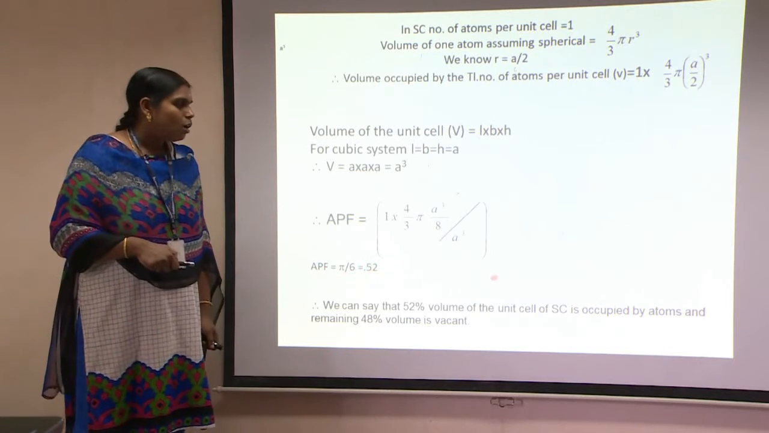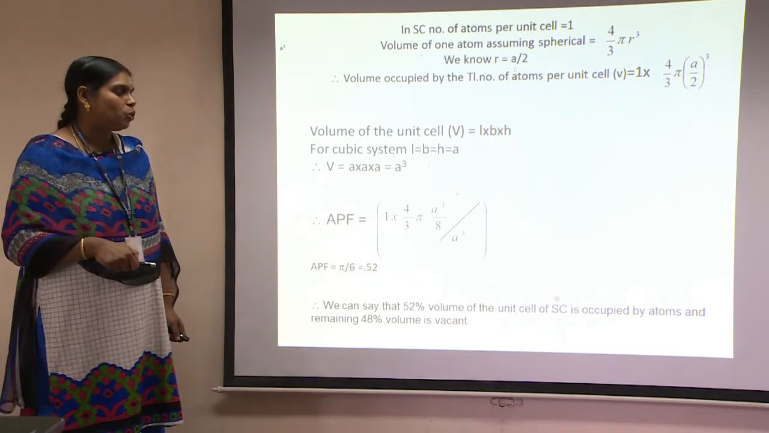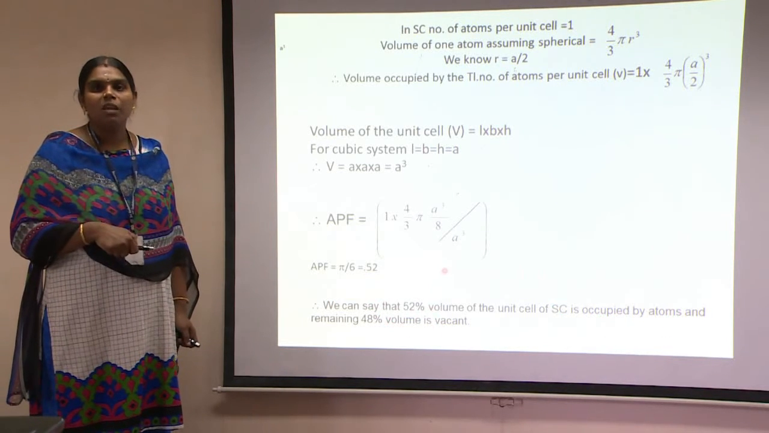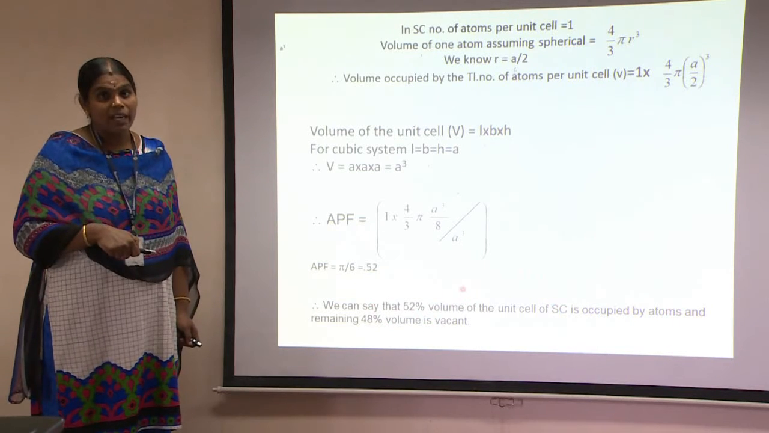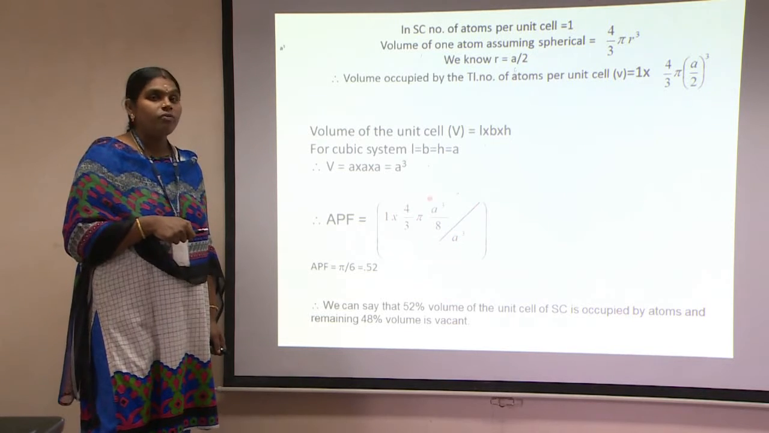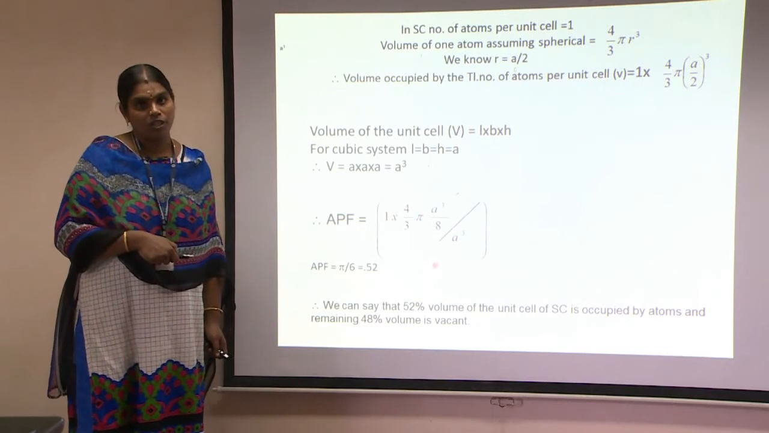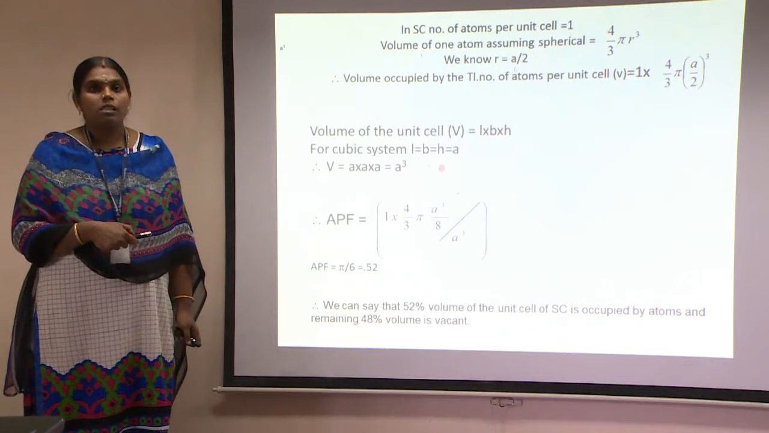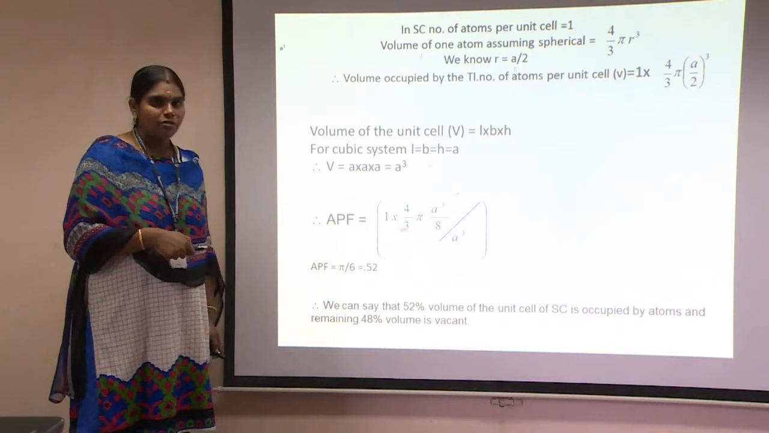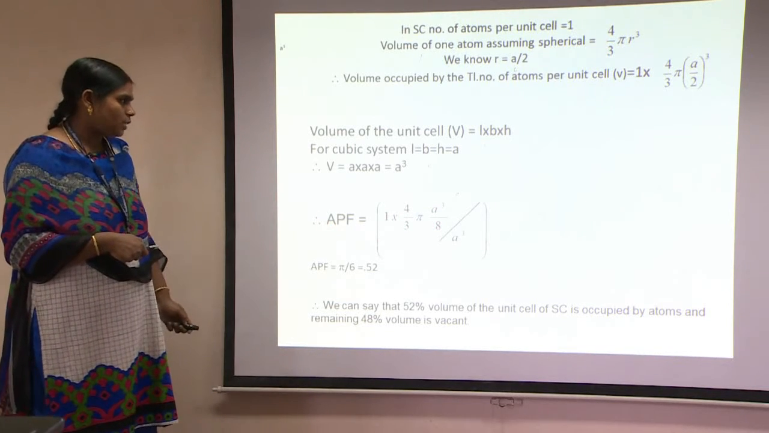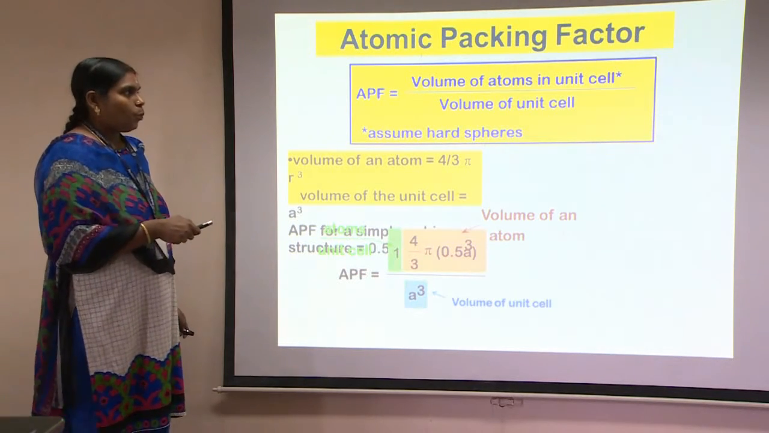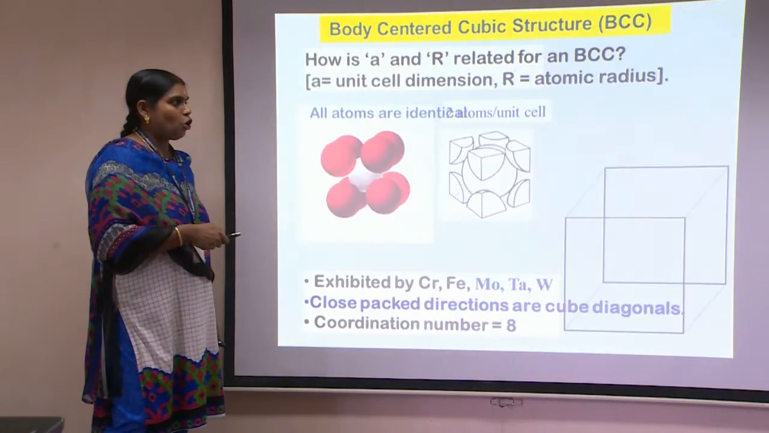This specifies that 52% of the volume of the unit cell is occupied by the atoms and the remaining 48% is vacant. So this gives an idea. That means approximately 50-50, so we say that 50% is vacant in a simple cubic structure. As we have already seen, a simple cubic structure is possessed only by an element known as polonium. This is the first structure. So this is how we calculate the packing density of simple cubic.